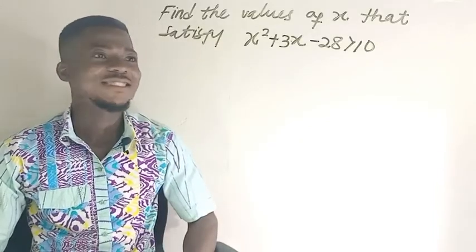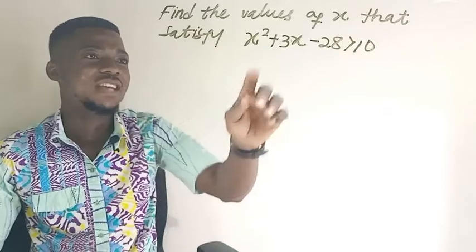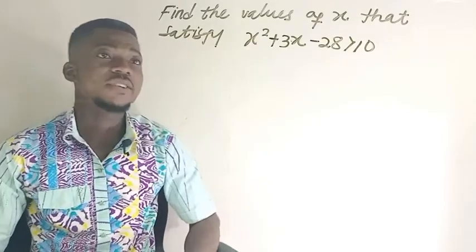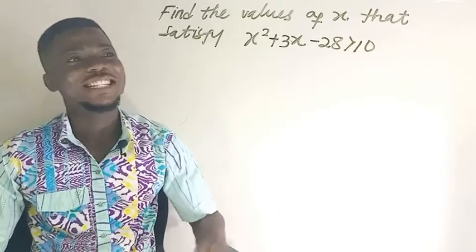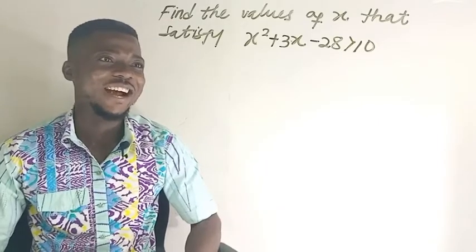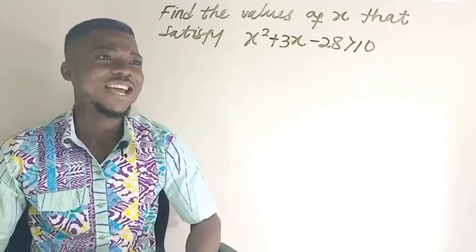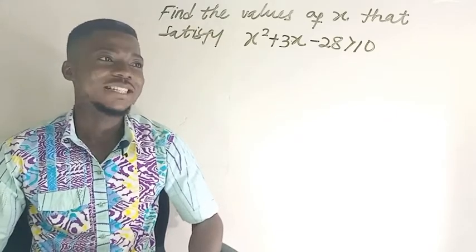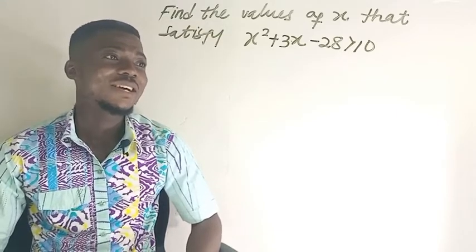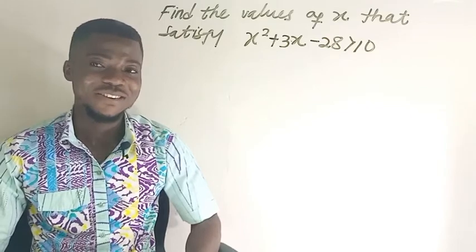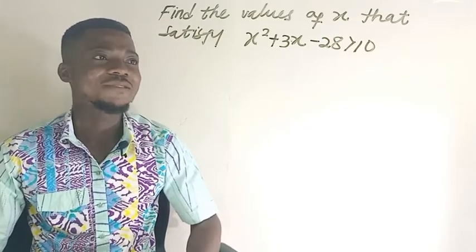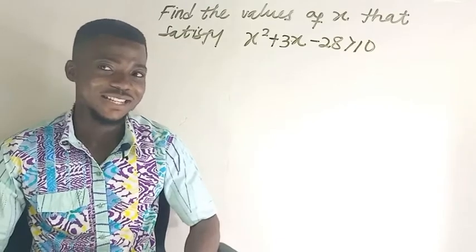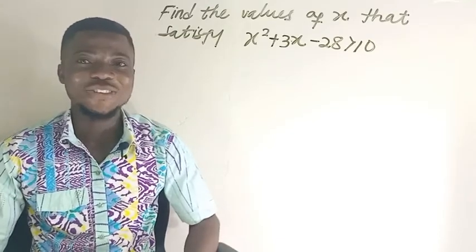Okay, so let's try our hand on this question. The question says to find the values of x that satisfy the quadratic inequality. The inequality is x squared plus 3x minus 28 greater than or equal to 0. So that's an inequality, and we're to find the range of values that satisfy it. How do you do that?